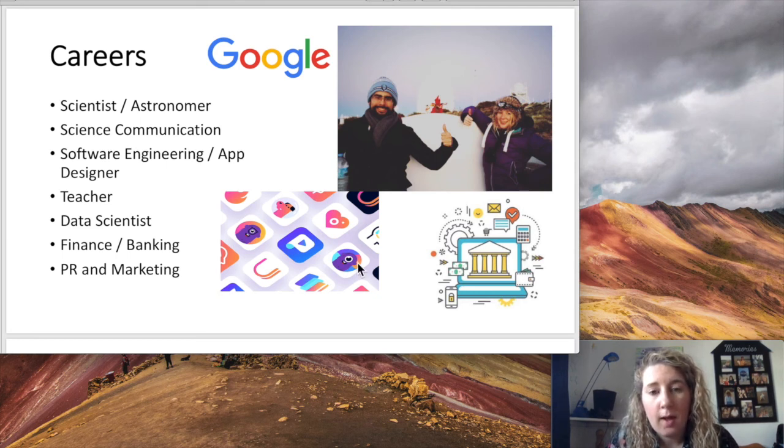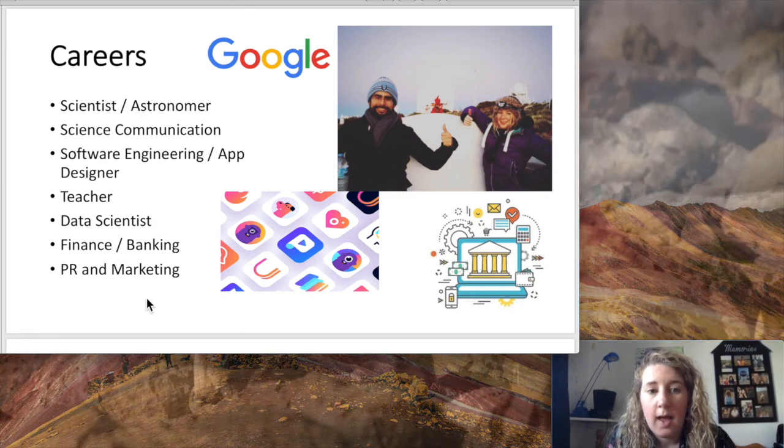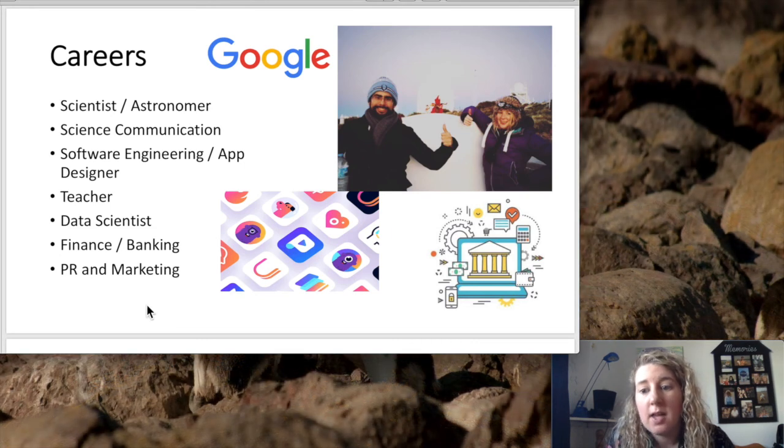There's also the models you use to simulate things in space can also be applied to finance and banking. And specifically, some of the people who work with me doing outreach in the community and in schools have gone into things like public relations and marketing, working with Formula One teams, all sorts of exciting stuff. So there are lots of careers from doing physics or astrophysics that you might not have thought of.